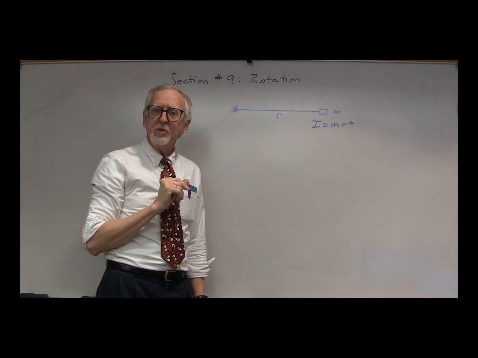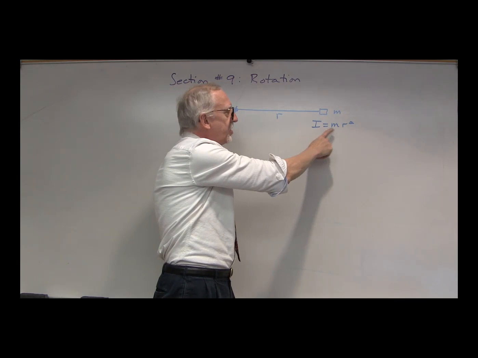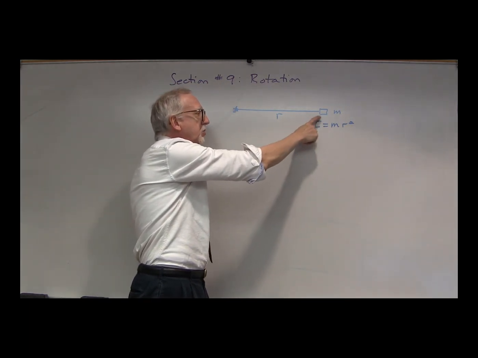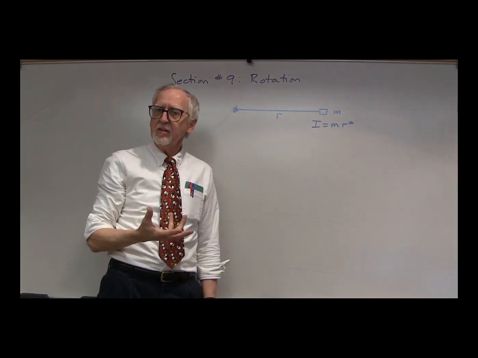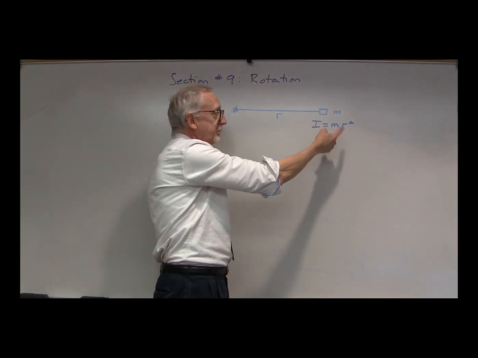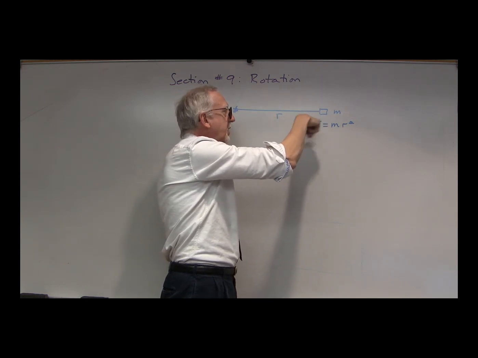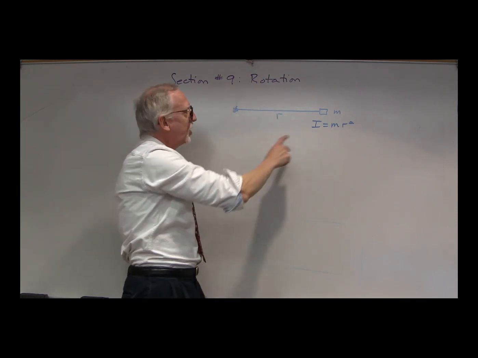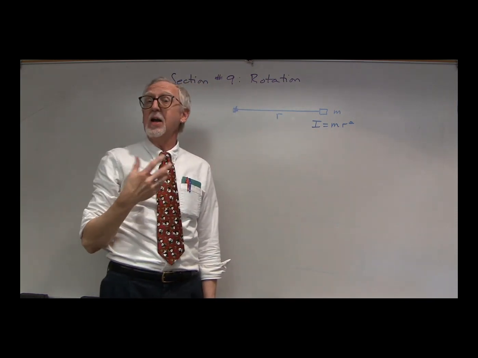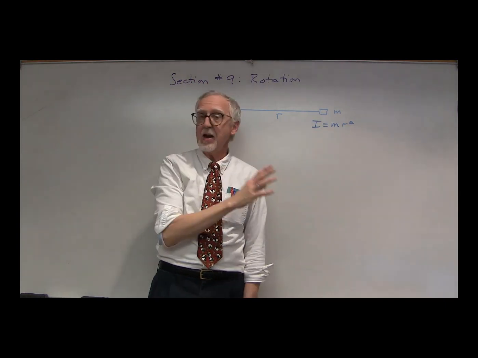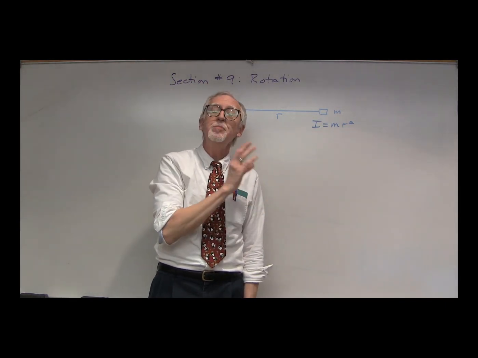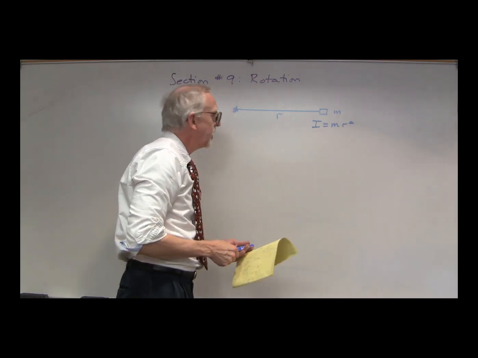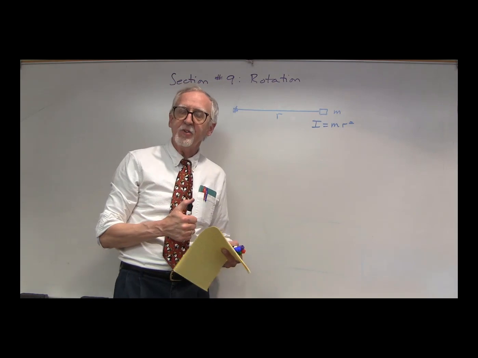Now, let me just back up one second. This moment of inertia depends on where the origin is. So if we move the origin closer to the object, the moment of inertia is less. It's easier to spin this thing around a closer origin than around a farther origin. The mass of an object doesn't matter where it is, but with the moment of inertia, where you put the origin affects the value.